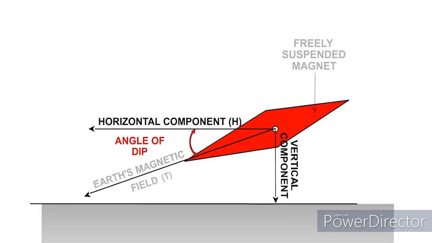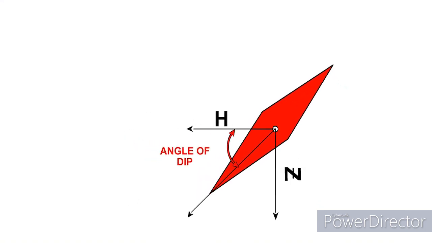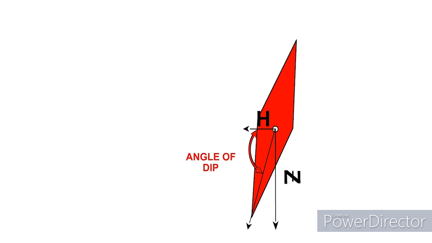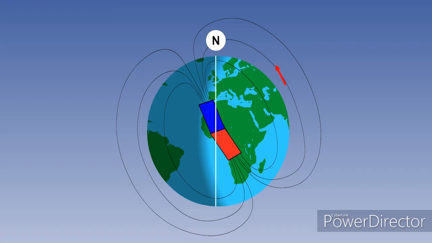The angle that the magnetic lines of force make to the horizontal is referred to as the angle of dip. This angle will be maximum at the magnetic poles and reduce as we move away from the poles. Approximately halfway between both magnetic poles, the angle of dip will be 0, as the component is all horizontal and the vertical element is nil. The position where this occurs is referred to as the magnetic equator.